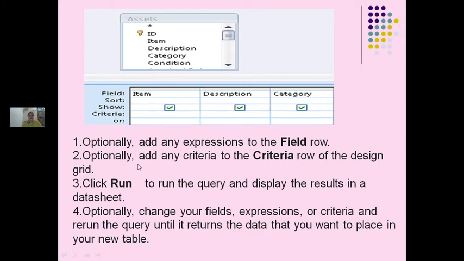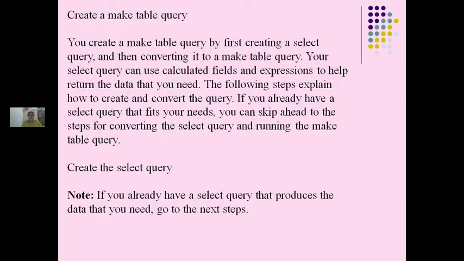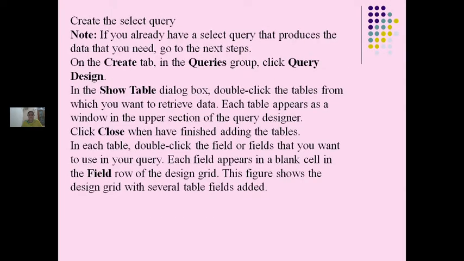Okay. Add any expressions to the field row here. Optionally, add any criteria to the criteria row of the design grid. Optionally, it is not compulsory. Click run. Then optionally change your fields, expressions or criteria and return to the query. So these are the steps for creating the make table query.